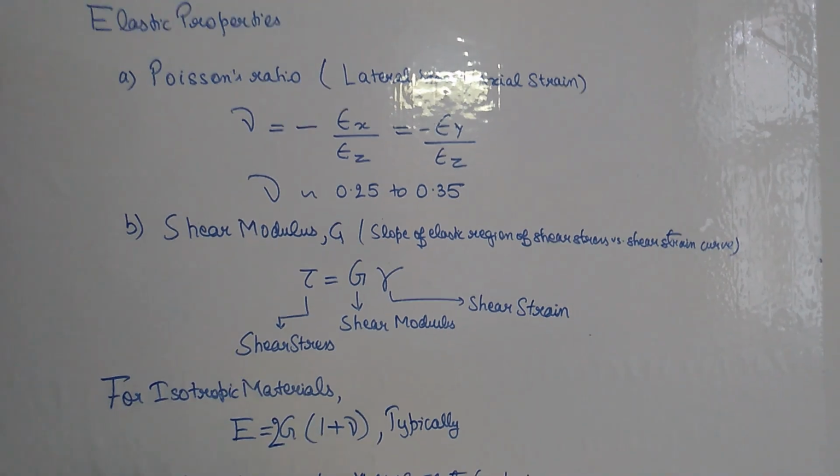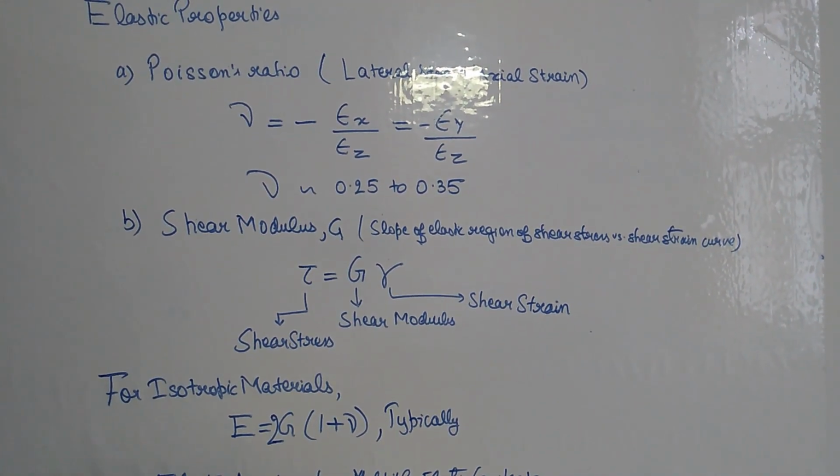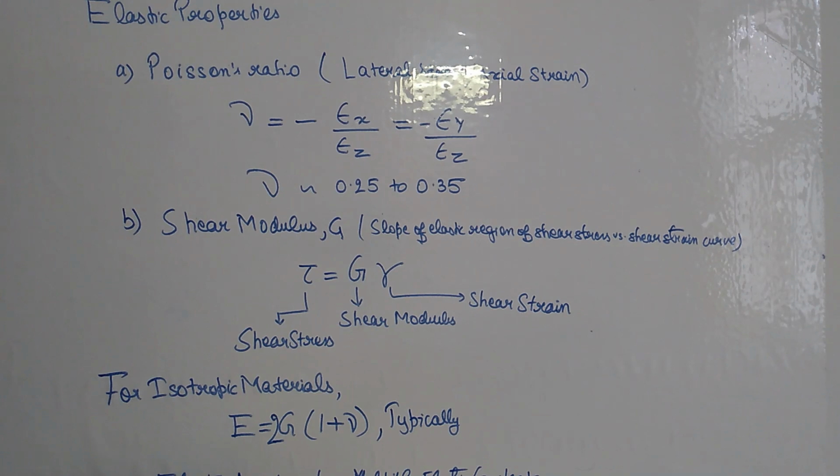Another property which determines the elastic behavior is the elastic shear modulus. It is governed by the slope of the elastic region of the shear stress versus shear strain curve. Typically these two constants, elastic modulus and shear modulus, are correlated using Poisson's ratio for isotropic materials. Whereas for anisotropic materials, the specification of a single elastic constant is not sufficient, since the properties are direction dependent. For each crystallographic direction, you will have to specify multiple elastic constants to completely define the properties of that material.